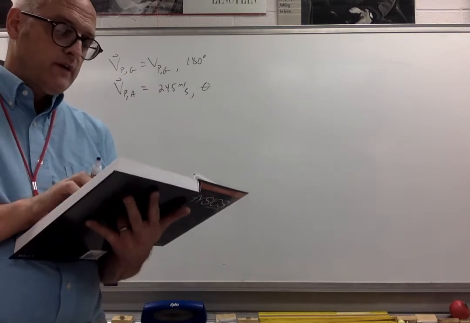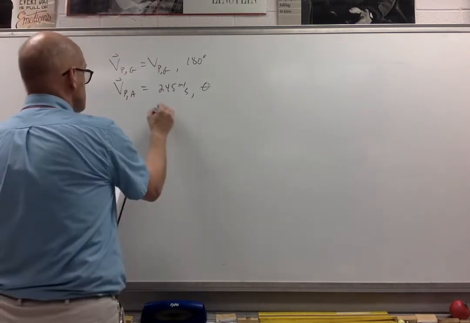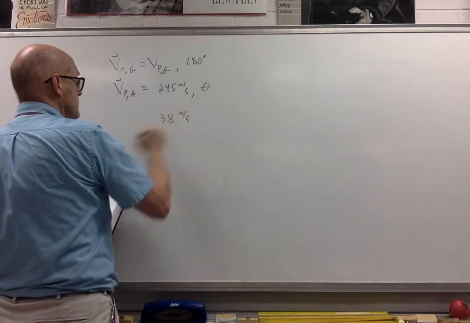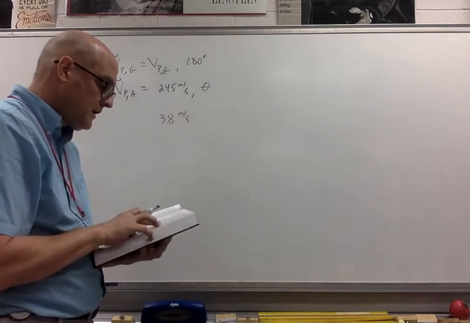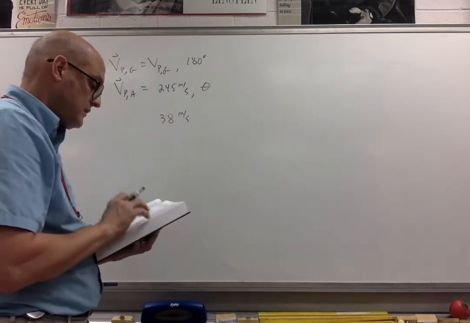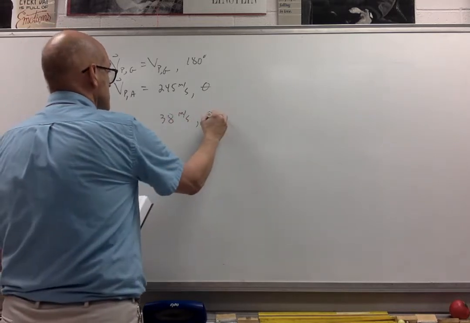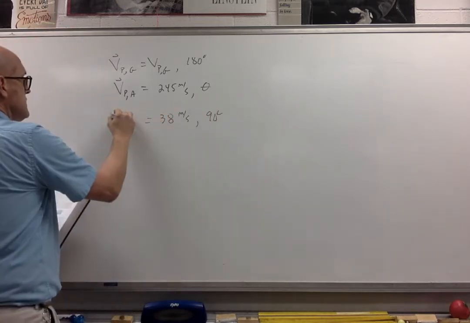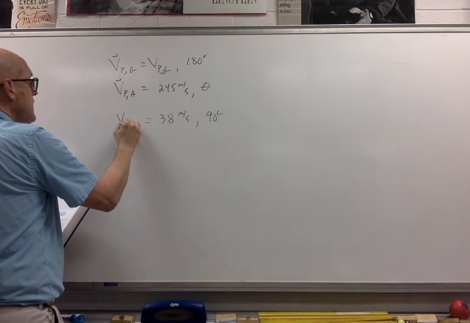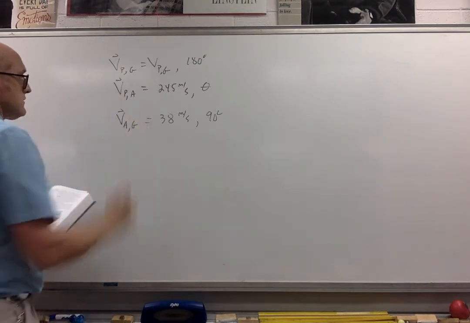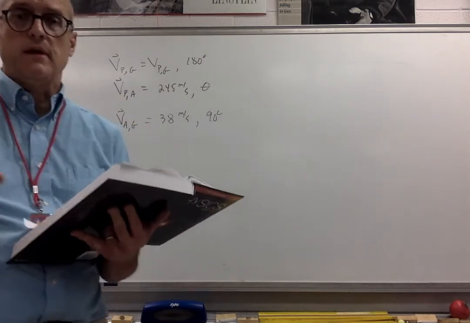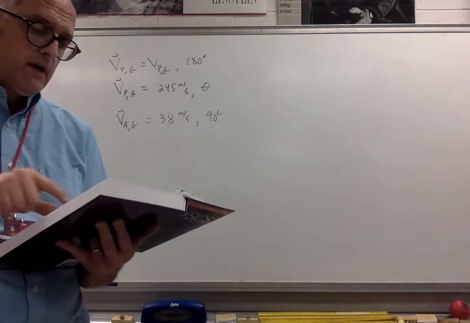Now, a weather report indicates that a 38 meter per second wind is blowing from south to north, so that's 90 degrees. So this is the velocity of the air relative to the ground. Okay, so A stands for air, P for plane, and G for ground.